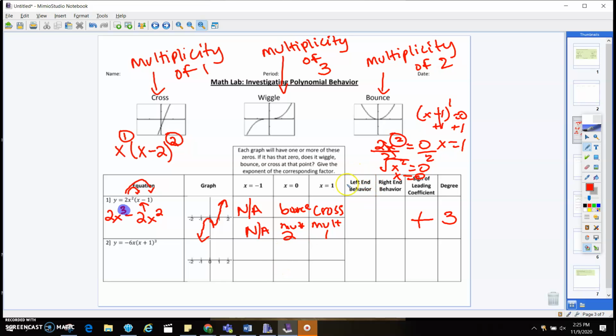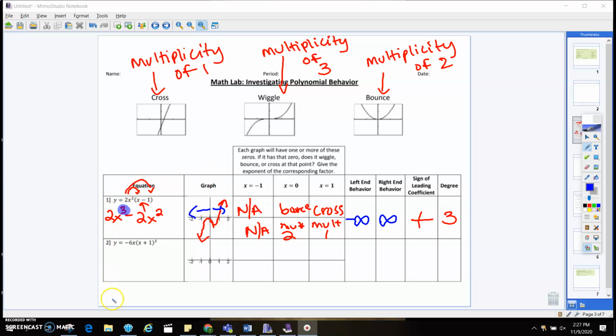Now, when we're looking at end behavior, we're looking at the arrows and what they're doing. So the left end behavior is going to be everything from the left of 0. So is it going up or down if you're looking to the left? It's going down. So we're going to say negative infinity. If we're looking to the right, is it going up or down? It's going up. So positive infinity.